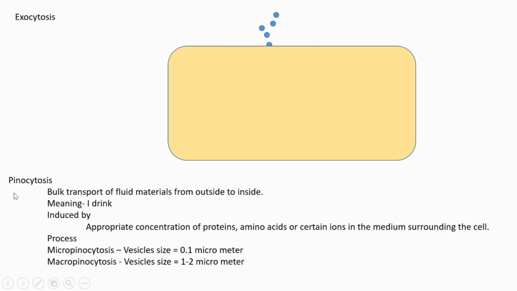Next, pinocytosis. Pinocytosis is a type of endocytosis. It is a bulk transport, and this is important here: bulk transport of fluid materials from outside to inside.